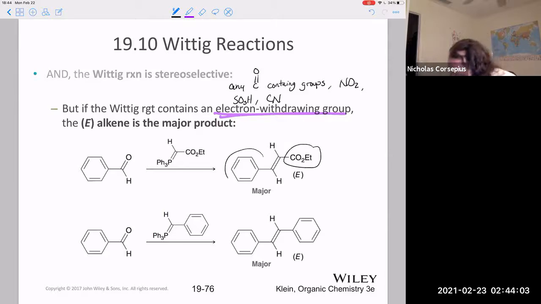So now our big bulky groups are on either side of the double bond. Notice one other new one that we can add to this list is a phenyl group, right? So if my Wittig reagent has a benzene ring on it, that benzene ring can also act as an electron withdrawer, leaving me with the E stereochemistry.